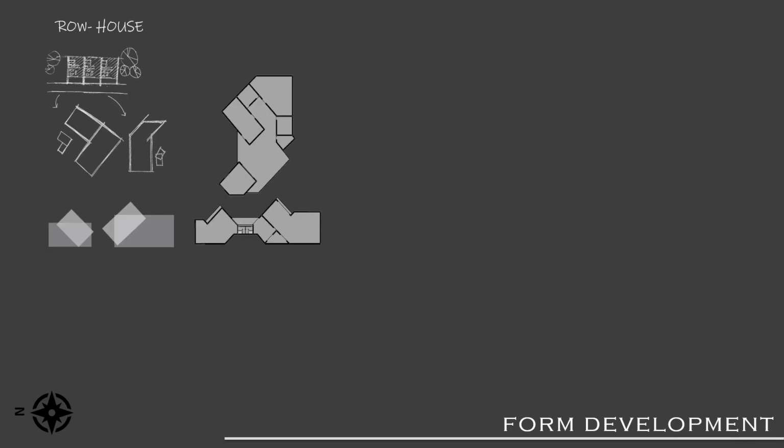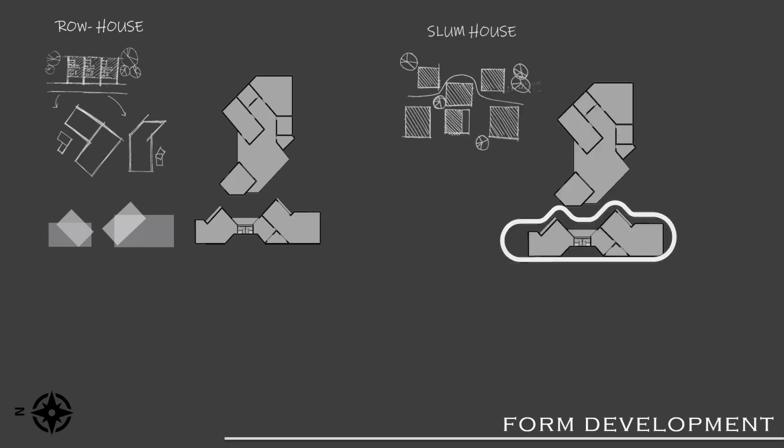Form development. Row house: I have taken the partition wall as my inspiration. In my design, I eliminate the partition wall in some places and create new spaces from it. From the slum house, I have taken the veranda, sitting places and narrow road. Then I have placed some interactive sitting places and a jogging track.